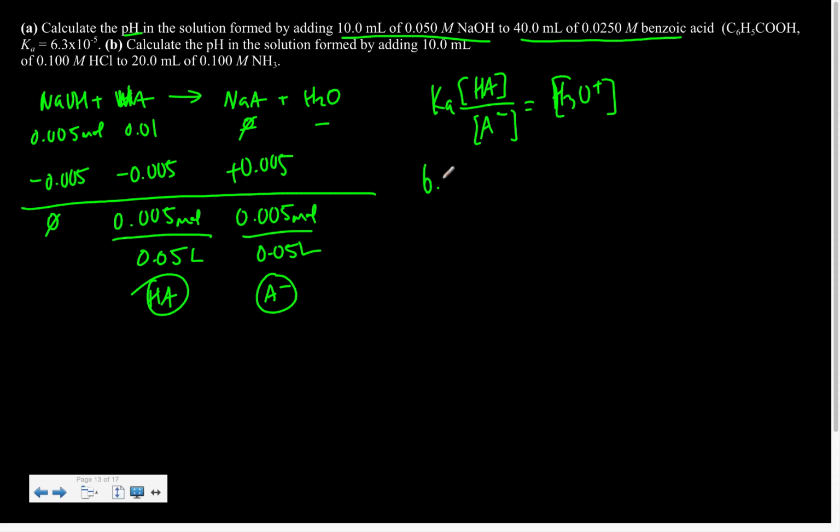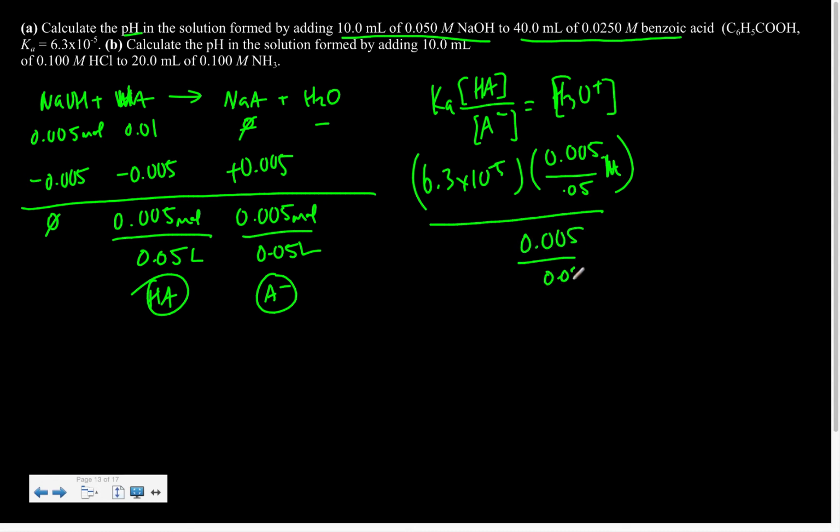So I know that Ka is 6.3 times 10 to the negative fifth, and I know that my HA is going to be 0.005 over 0.05 molar, and this is going to be 0.005 over 0.05. And what do we notice? We notice that these are the same, which means that they cancel out, which means that this is my H3O plus concentration, and I would take the negative log of that to get my pH. Yes? Does that make sense?